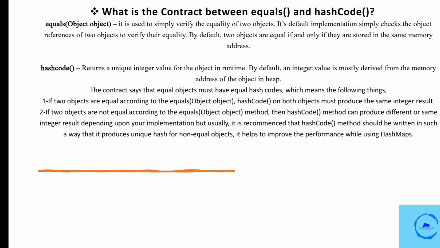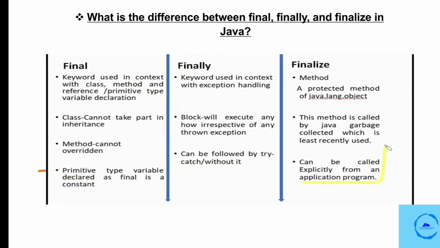Now the next question is, what is the difference between final, finally, and finalize in Java? This is a very common question in Java interviews. Let's check it out. The final is a Java keyword, finally is a block, and finalize is a method. Let's check the differences. The final keyword is used to declare a variable, method, or class that cannot be changed or inherited. A final variable's value cannot be modified, a final method cannot be overridden, and a final class cannot be subclassed.